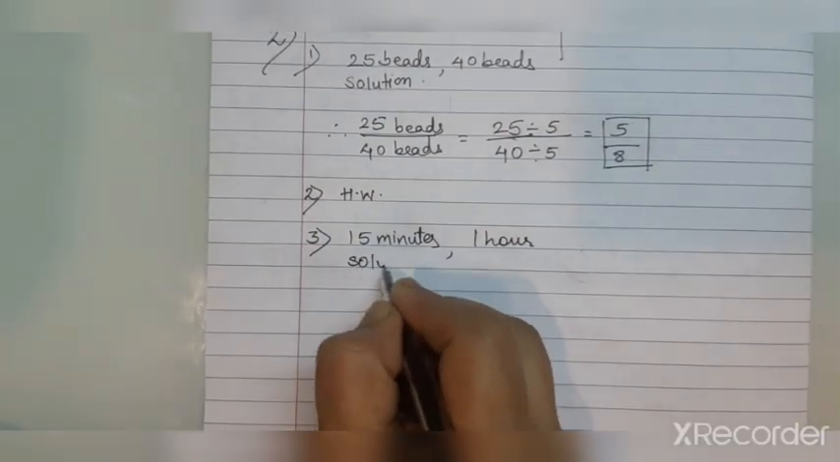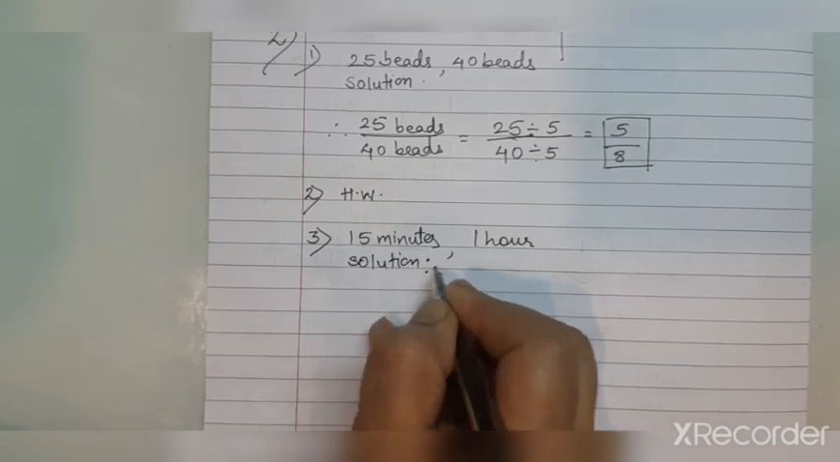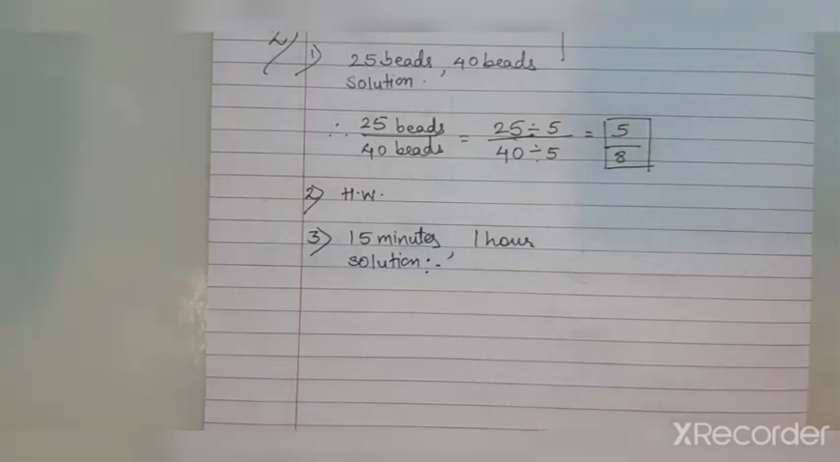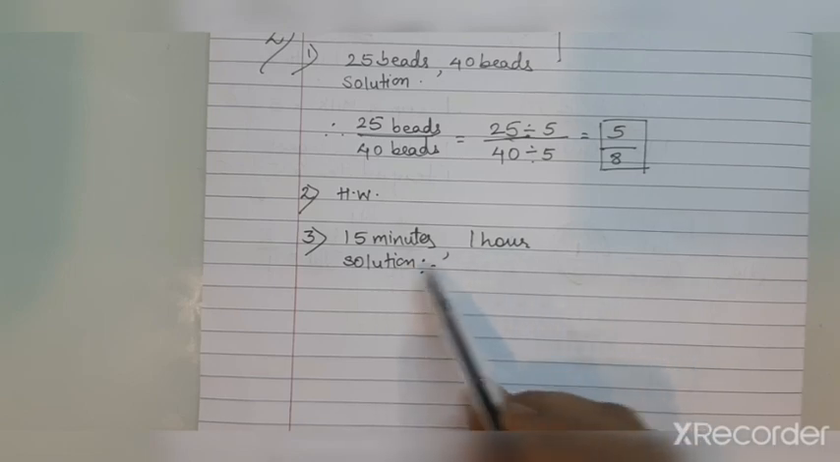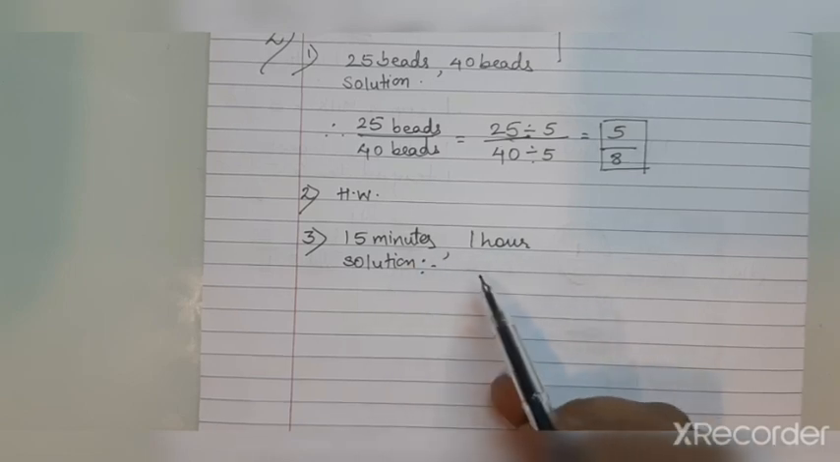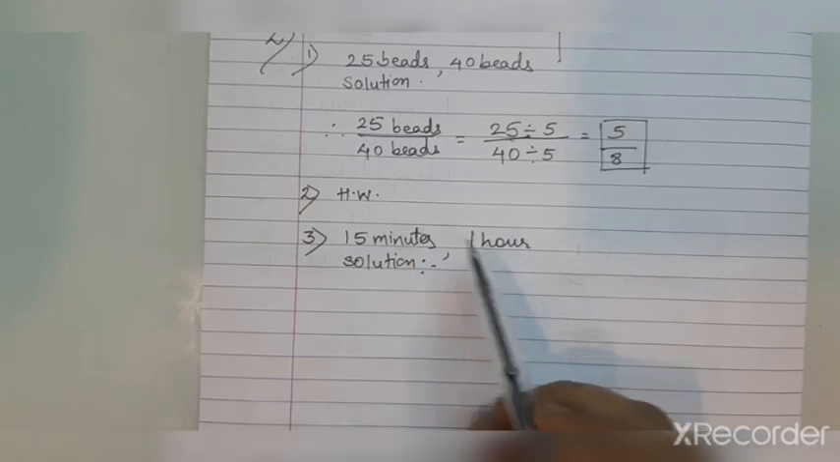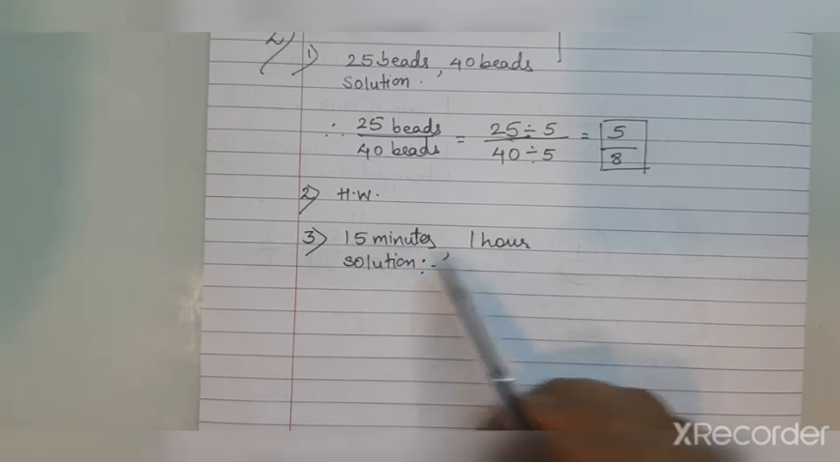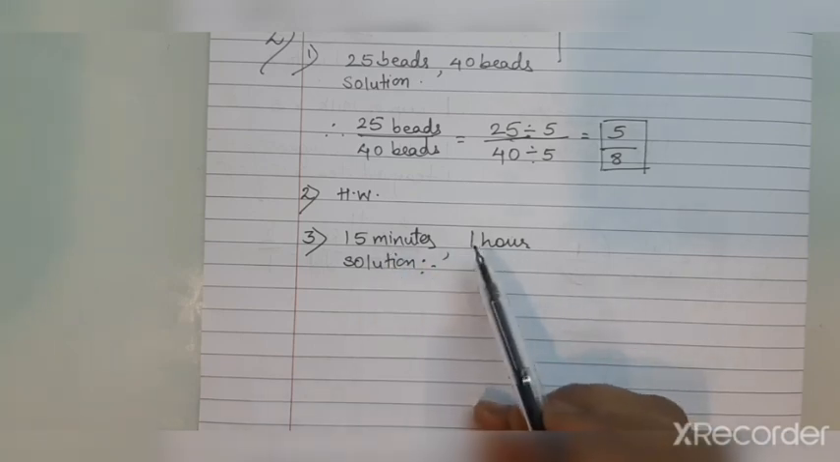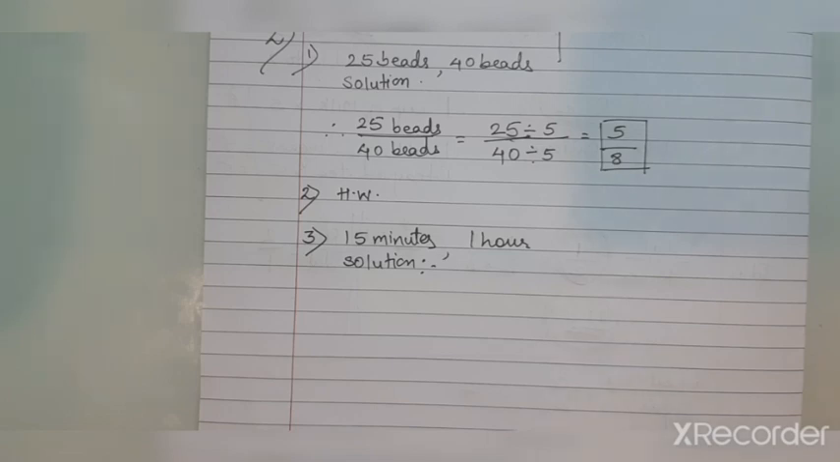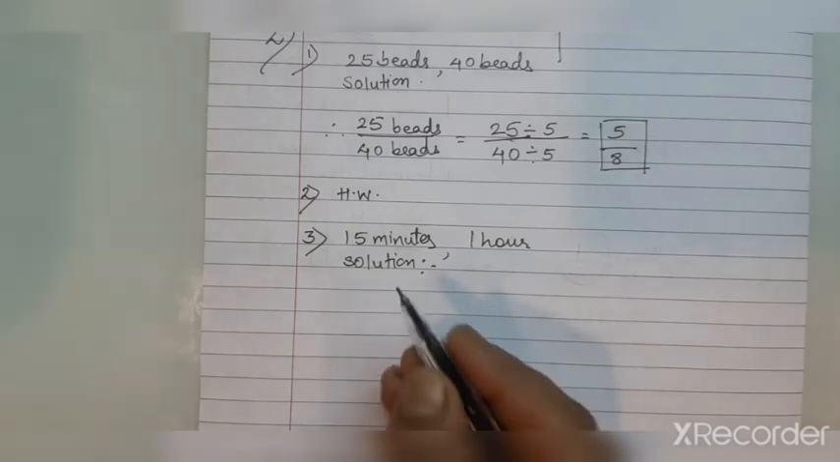Okay, now in this case, solution. Now as I told you, we need the same units. I understand that both are the measurement of time. Okay, 1 hour is also showing time and 15 minutes is also showing time. Both are time measurements, but the units are different. So very important, units and the measurements both should be same.